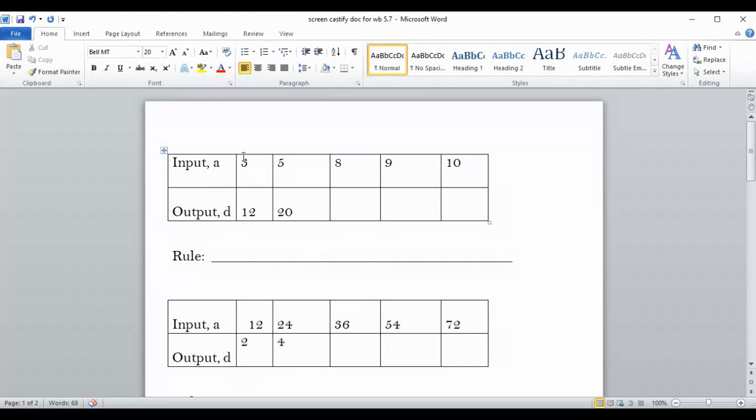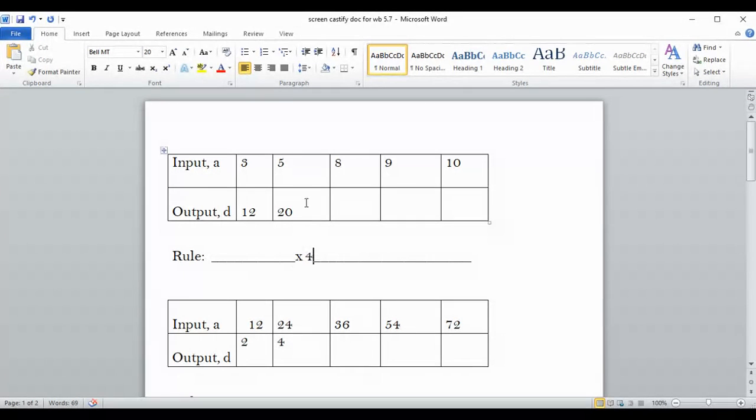So if we look at this input-output chart, you see that we start with a 3, and then we do something to it, and we end up with 12. So what could we do? Did we add, subtract, multiply, or divide? So since I gave you that big hint that we're probably going to multiply or divide, I hope you said, oh, we multiplied by 4, because 3 times 4 equals 12.